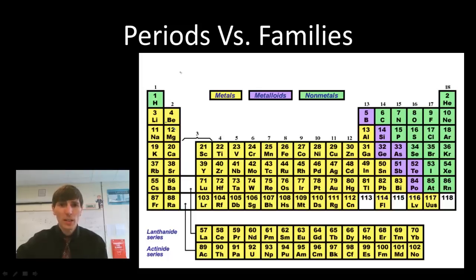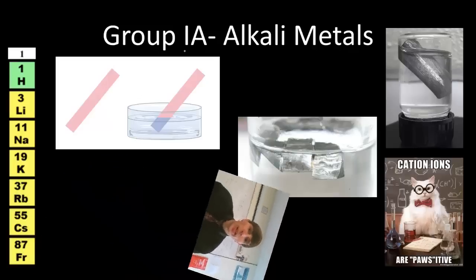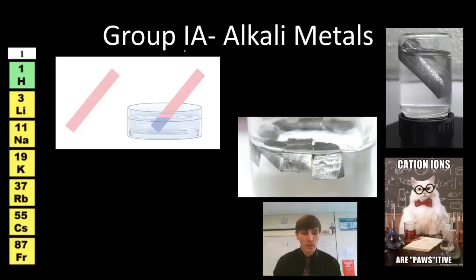First family I want to look at, and that you'll need to know a little bit about, is Group 1A or Group 1, the alkali metals. Okay, here they are on the left-hand side here. Excluding hydrogen. Okay, hydrogen is going to behave like a nonmetal. Lithium, sodium, potassium, rubidium, cesium, francium. These are our Group 1A alkali metals.